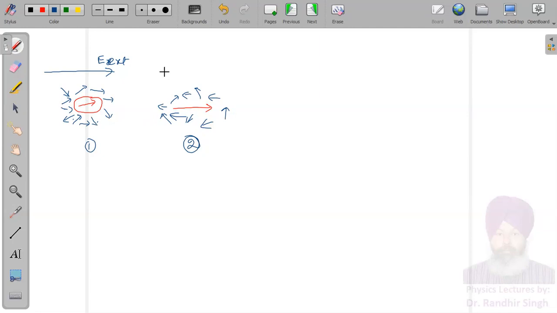Okay. Now here the external electric field is this. Now what will be the overall behavior of these? Away from the direction of the electric field. Away from. I guess now you got the answer. Okay.